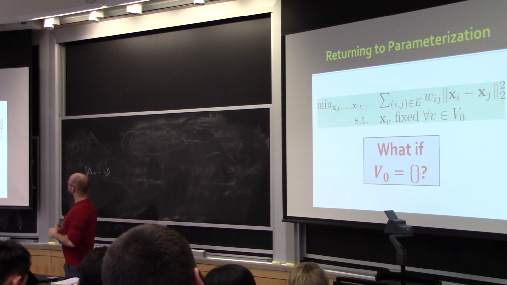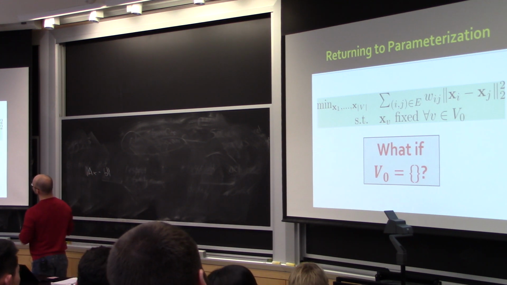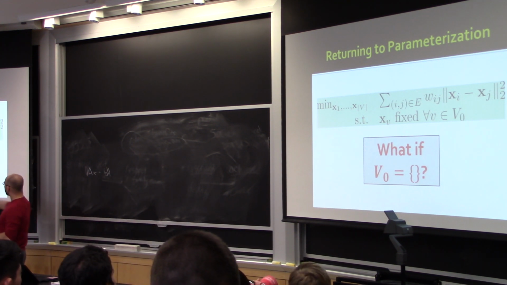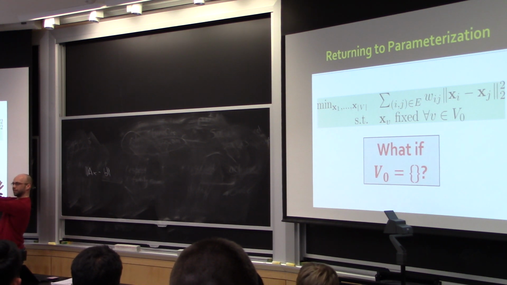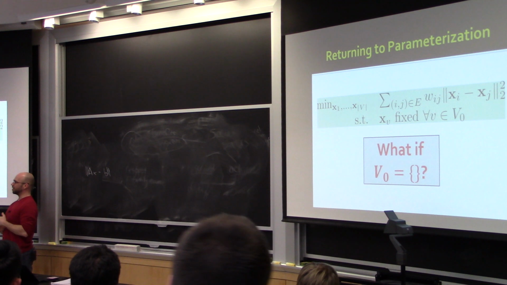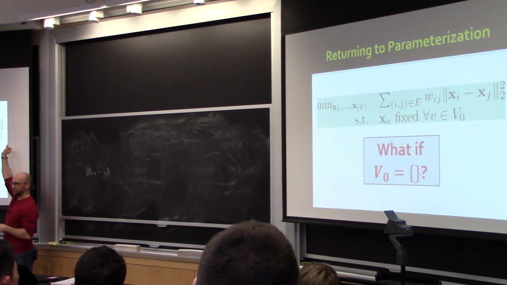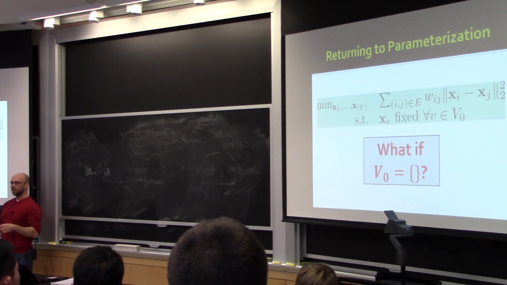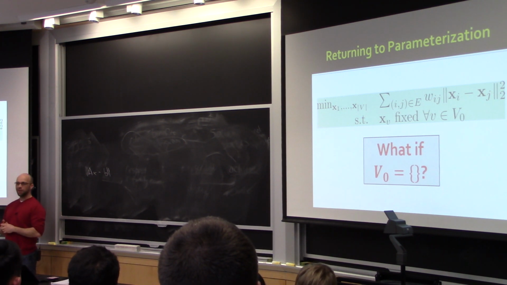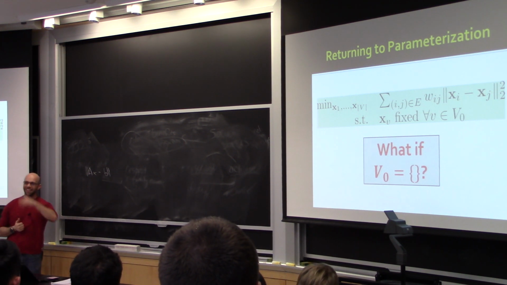So I think the very last question we thought about at the end of the last lecture was to say, well, what if my set V naught, the set of things that I pinned down and then let everything else relax, what if that set is empty, right? Then this problem is invalid. It's not going to make a very interesting map into the plane. So does anybody have ideas? You've had a whole few days to think about it. Yeah?